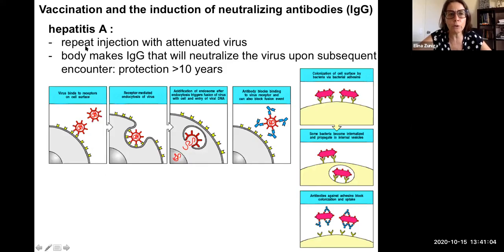So here is depicted, for example, how repeated injection with an attenuated virus will induce IgG production that will have high affinity and will neutralize this virus very well. And this protection for some viruses can be up to 10 years or more. So that's why when you get vaccinated, for some vaccines, we don't need to repeat the vaccination, because the IgG can protect us for many years. Here is depicted how, for example, IgG against bacteria will favor opsonization of the bacteria.